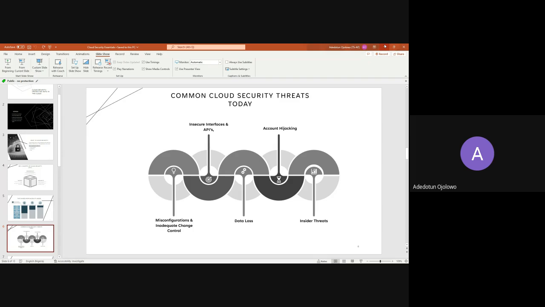But it's really important for you to have a change control, to understand that changes are being made on a regular basis. How do we keep track of those changes and how can we maintain that?